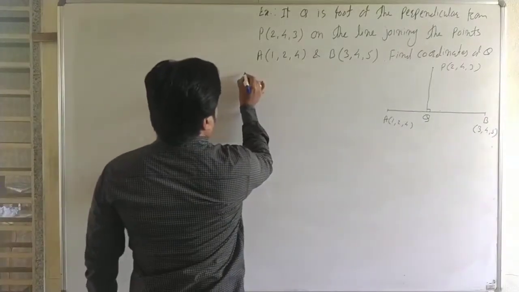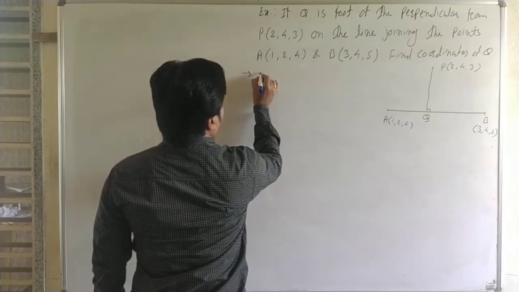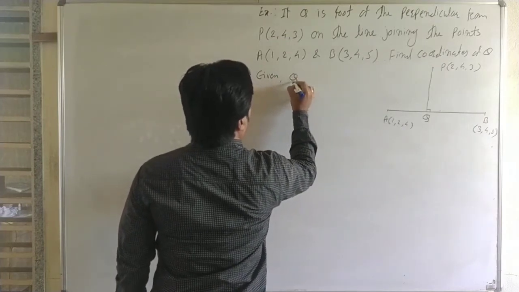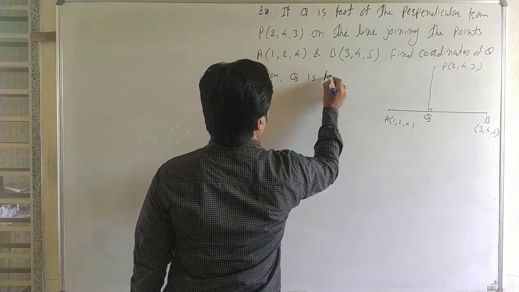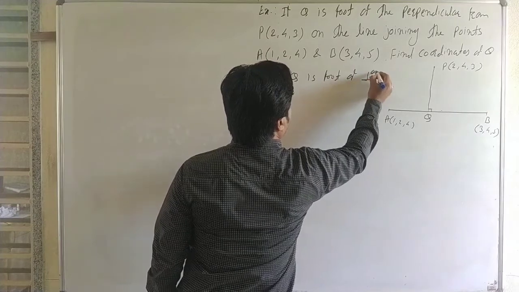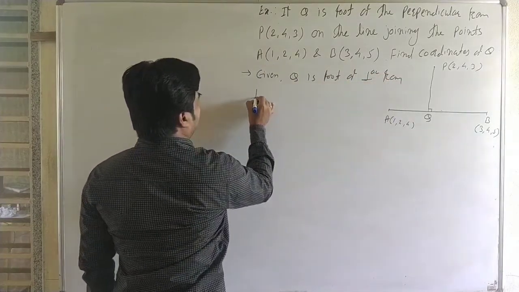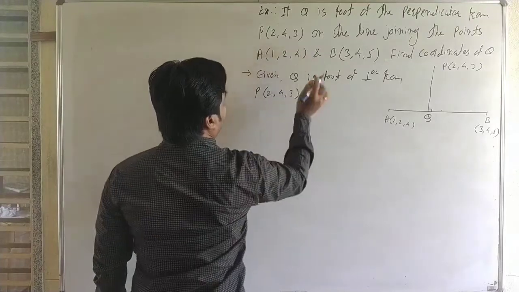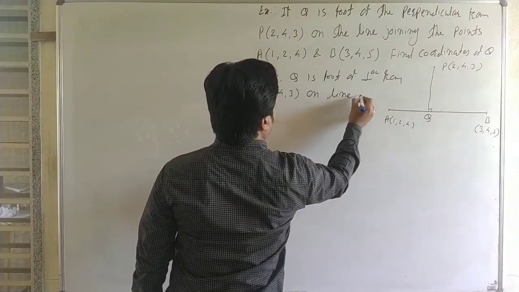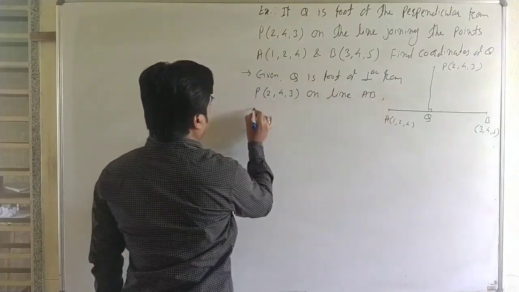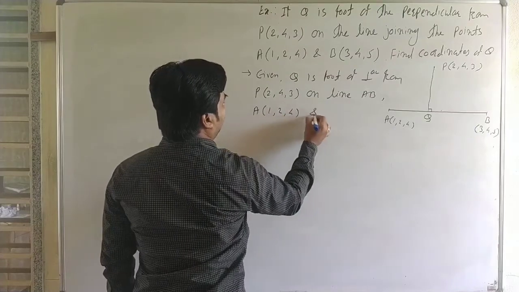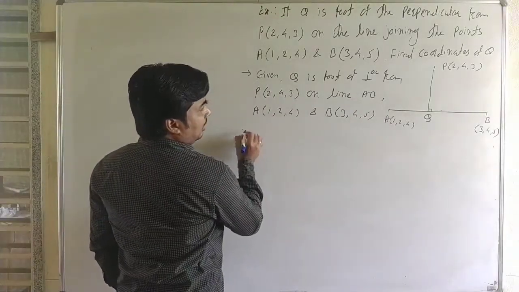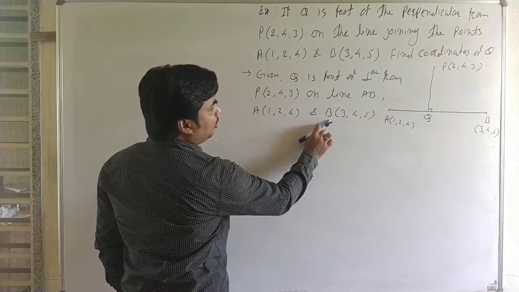Okay, now here it is given that Q is the foot of perpendicular from P (2, 4, 3) on line AB, where A is (1, 2, 4) and B is (3, 4, 5). Now find the coordinates of Q.